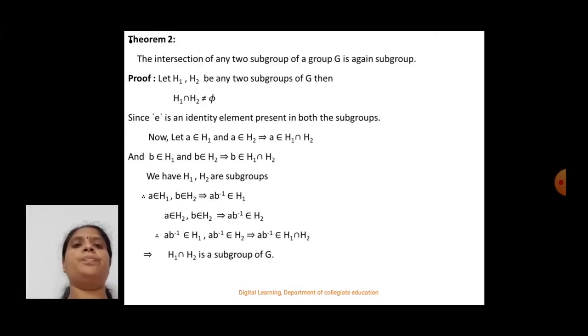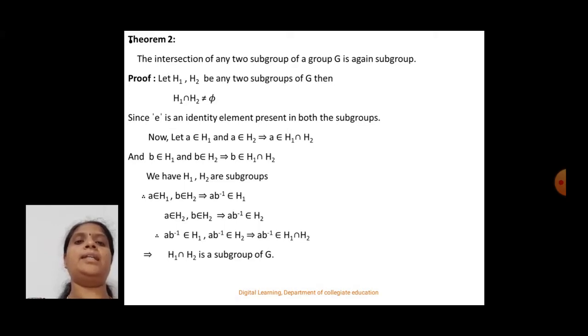Theorem 2: the intersection of any two subgroups of a group is again a subgroup. For this, let's take H1 and H2 as any two subgroups of G. Since we are proving for the intersection here, the intersection of H1 and H2 is not equal to phi, that is, the null set. Since e is an identity element present in both the subgroups, let's take a belongs to H1 and a belongs to H2. Therefore, a belongs to H1 intersection H2.